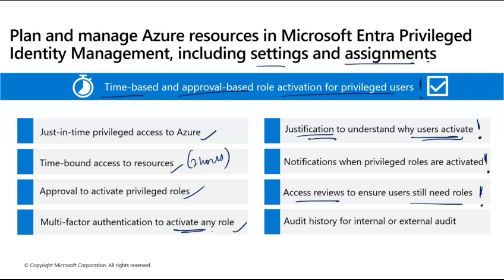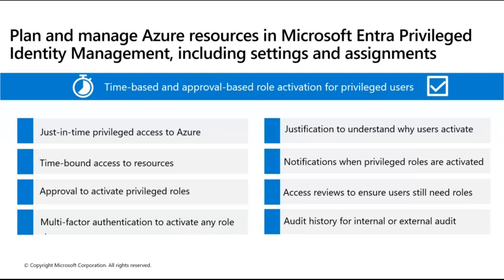There you can create access reviews, which means you can periodically check, for example, Alex has been given the User Access Administrator role since last year. Does he require that role anymore in future? Yes or no? So these are access reviews. You keep on checking who needs the particular role in the future or not. Is there a need for this role? That is how access reviews work. Audit history for internal or external audit is also visible to you. So these are some of the key considerations when you talk about Privileged Identity Management.